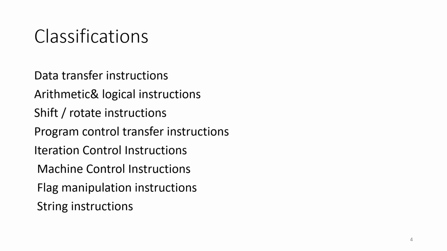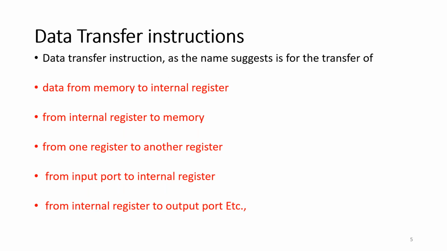If I want to add data, I go for arithmetic instruction. If I want to move data, I should go for data transfer instruction. If I want to check some conditions, I should go for iteration control instruction. Likewise, if I want to execute any string operation, or display strings, then I should go for string instruction.